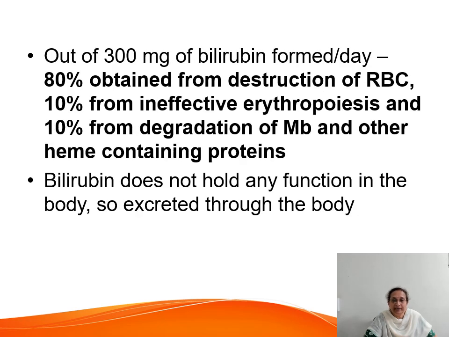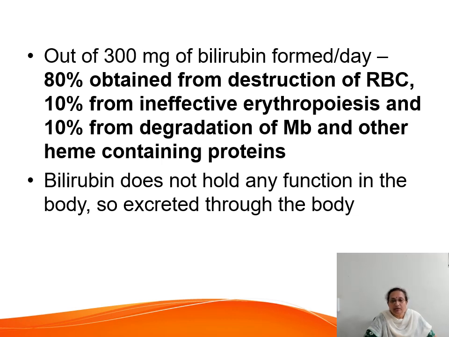Out of 300 milligrams of bilirubin formed per day, 80% is obtained from destruction of the RBC, 10% from ineffective erythropoiesis, and 10% from degradation of myoglobin and other heme-containing proteins. Okay, so roughly about 300 milligrams of bilirubin is going to be formed per day. Out of that, 80% is formed from destruction of the RBC, majority, right? 10% from ineffective erythropoiesis and 10% from degradation of myoglobin and other heme-containing proteins.